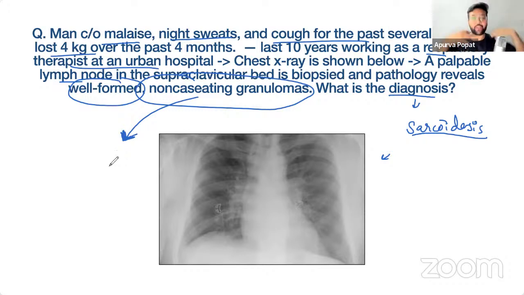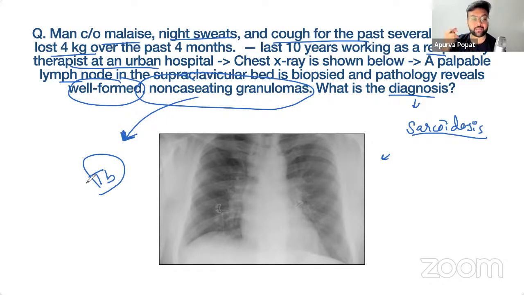Okay, first of all, what's your impression if I say men, weight loss, lymph node at the supraclavicular area, and he's working as a respiratory therapist? My first impression is some infection. What kind of infection do you expect here? Tuberculosis. TB, excellent. Because you expect supraclavicular lymphadenopathy. He's working as a respiratory therapist, and you get night sweats and weight loss and all those things.